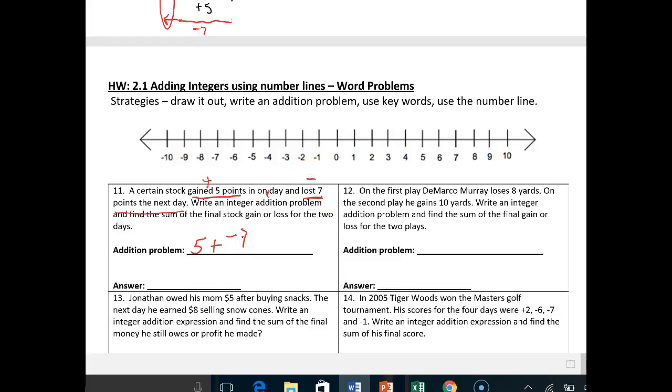All right, so now let's use our number line up here. I want to move right 5 times. 1, 2, 3, 4, 5, right? And I'm going to move left 7 times. 1, 2, 3, 4, 5, 6, 7. So I should end up at -2. The answer is -2 points.